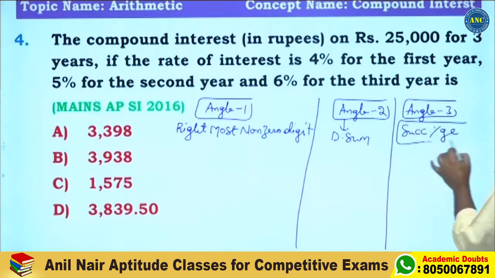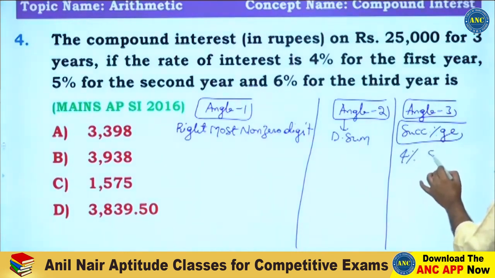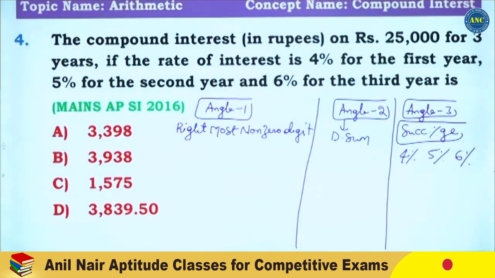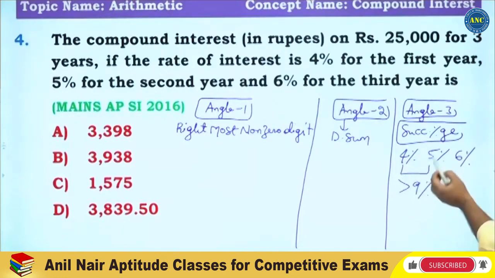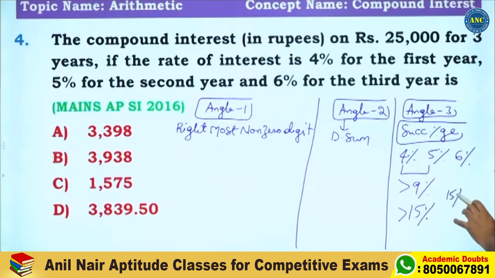Successive percentage change. What is the first year rate of interest? 4. Second year? 5. Third year? 6. Using a plus b plus ab by 100, which is always greater than a plus b, it is greater than 9%, and then greater than 15%. The answer will be greater than 15%.